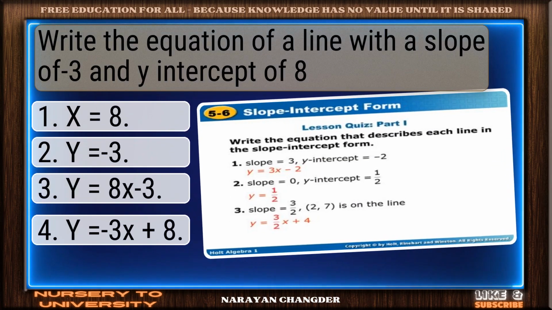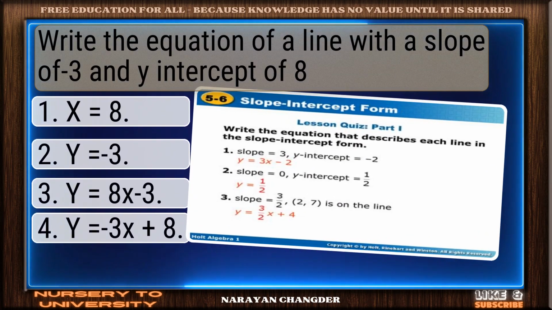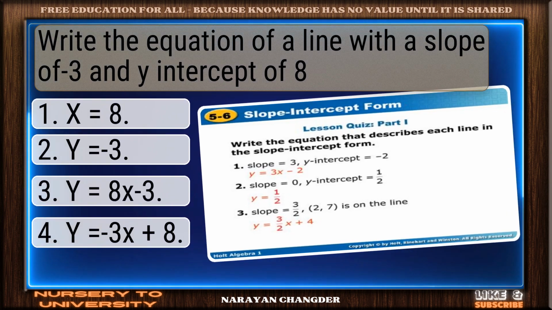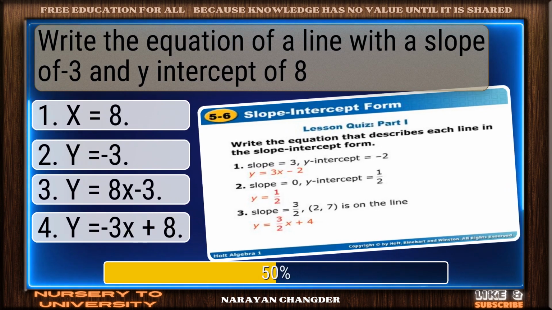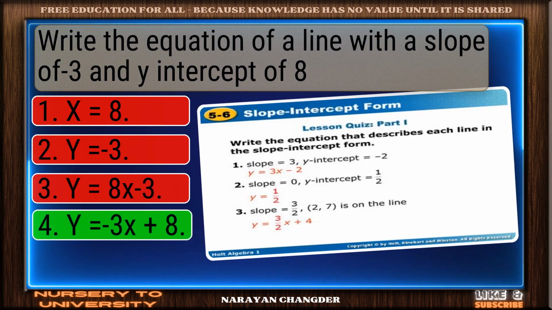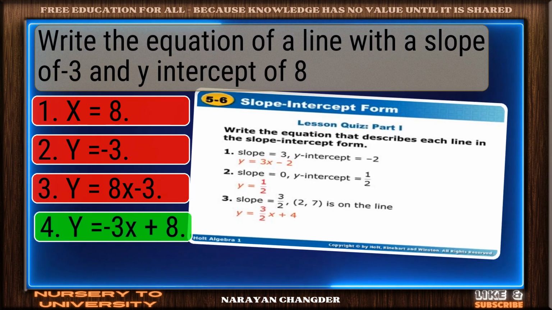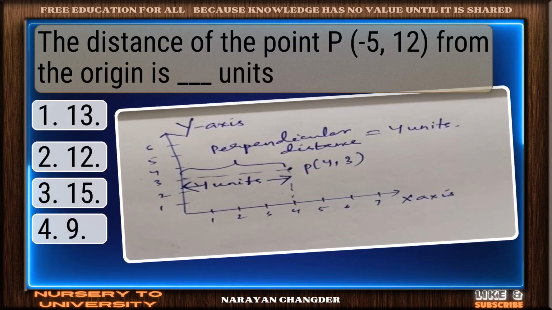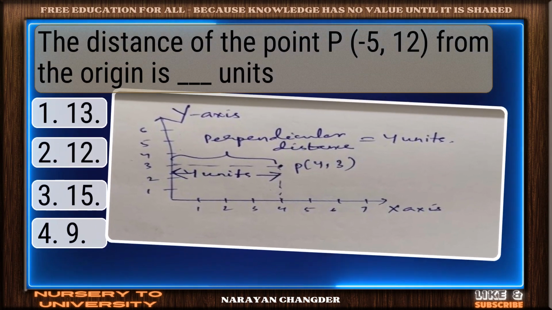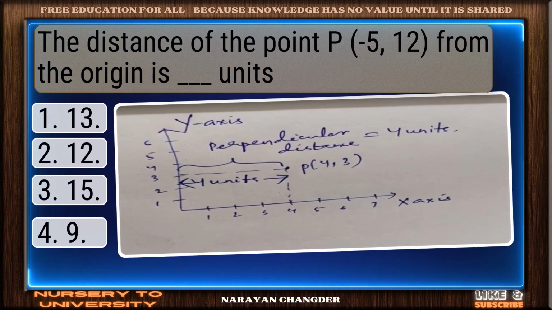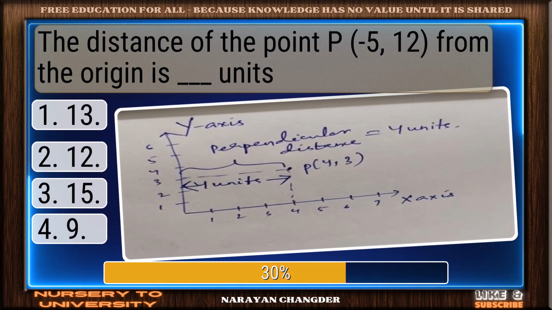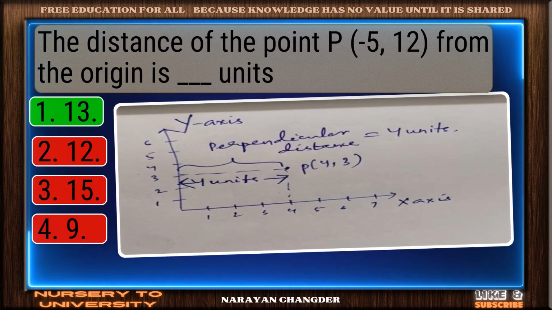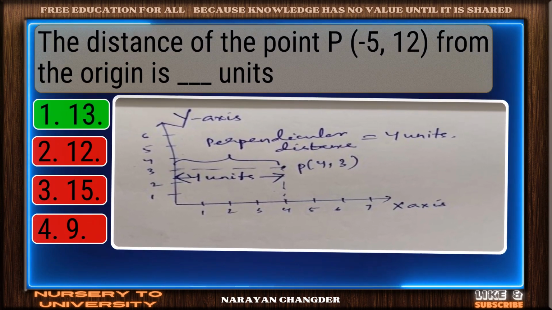Question number 90. Write the equation of a line with a slope of 3 and y-intercept of 8. Well reasoned. Y equal to 3x plus 8 is the correct choice. Question number 91. The distance of the point P from the origin is dash units. Strong choice. 13 is the right answer.